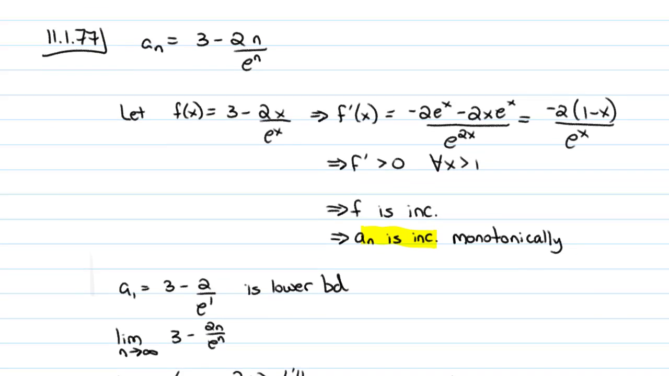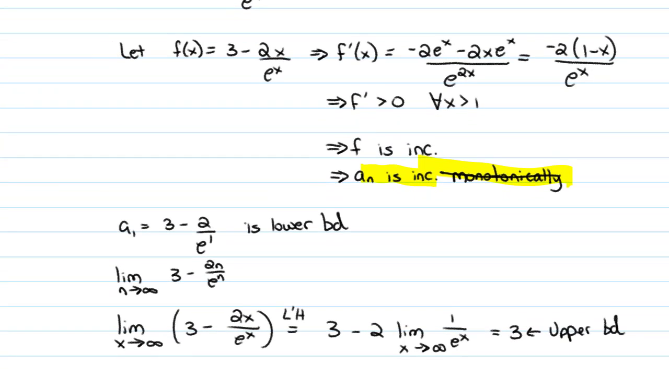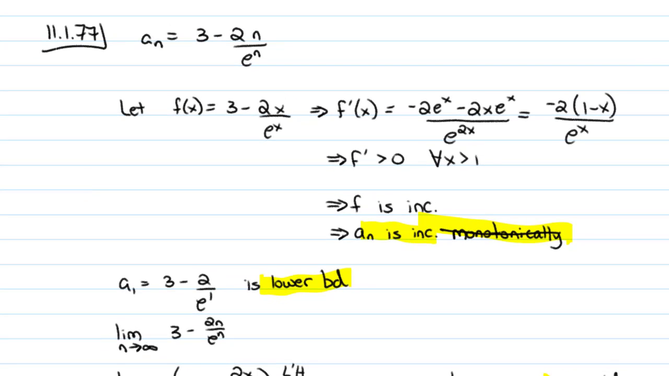So our sequence is monotonically increasing. I'll highlight that. I guess I didn't highlight that. That was supposed to be a highlight. Anyway, it's monotonically increasing. It has a lower bound. It has an upper bound. Therefore, it converges, even though they didn't ask us that part.